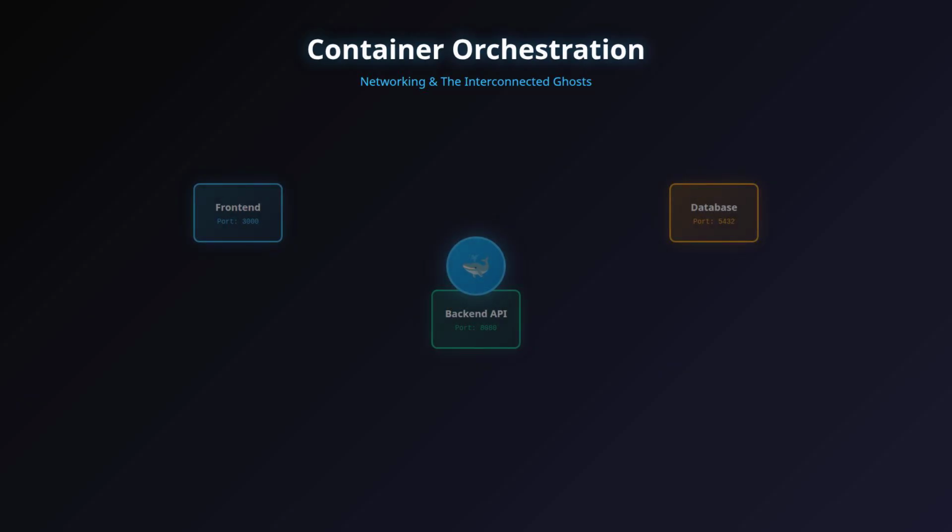Now your containers can talk. Your front-end container sends HTTP requests to your backend. Your backend queries the database. Data flows between containers through Docker's network bridge.